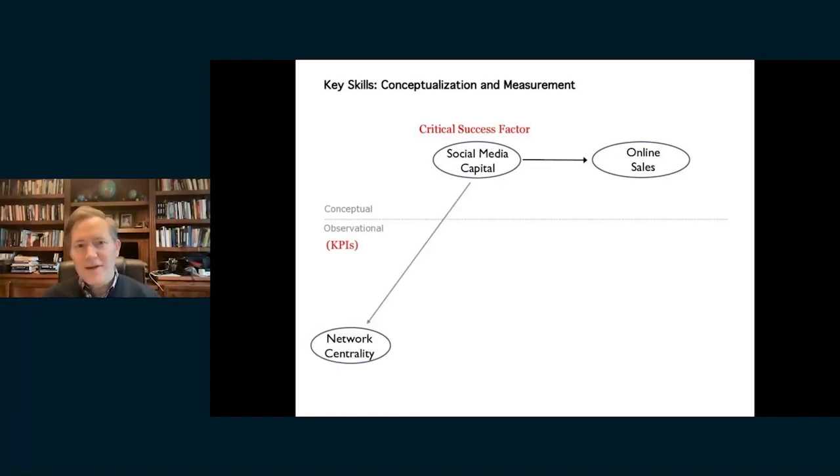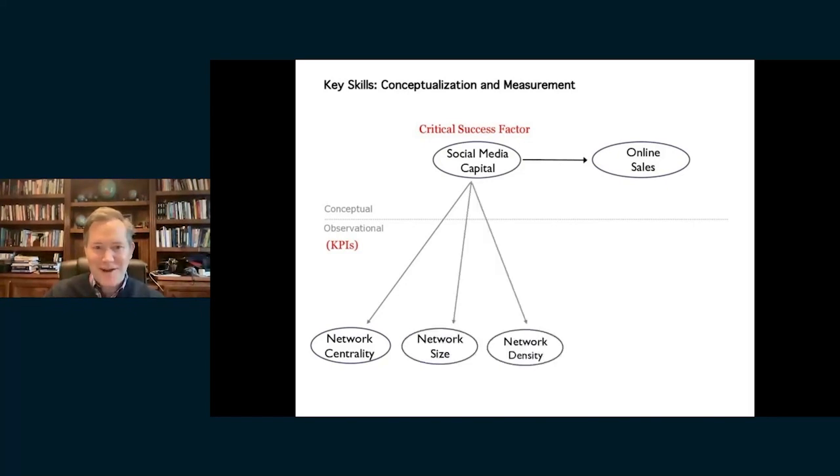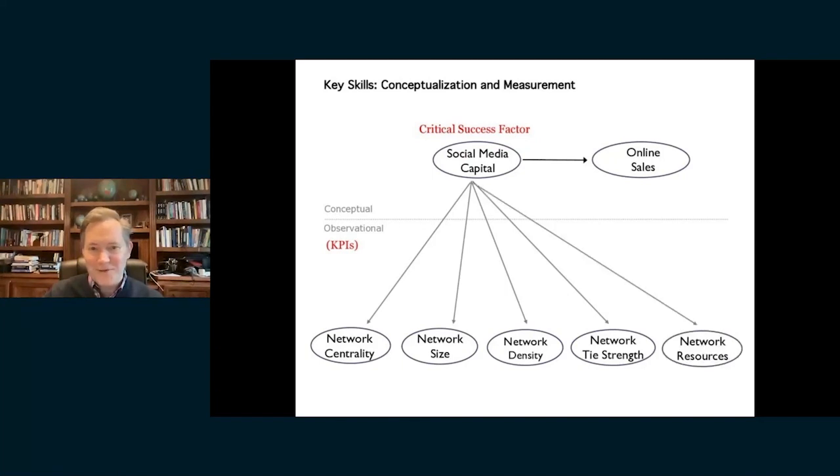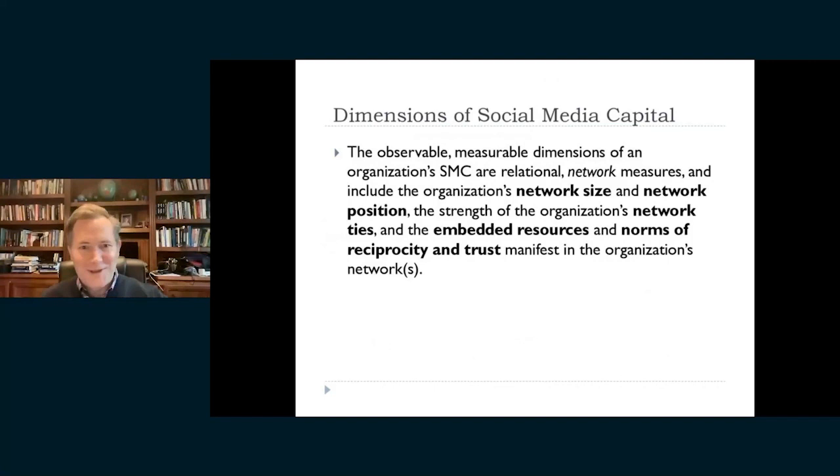And so in social media, we have really 5 dimensions and 5 things you might measure for social capital. We have network centrality, we have network size, we have network density, we have network tie strength, and we have network resources. So a lot of you may be going, I don't know what the heck you're talking about. And that's completely normal. So we have what I call 5 dimensions of social media capital, and all of them are network measures.